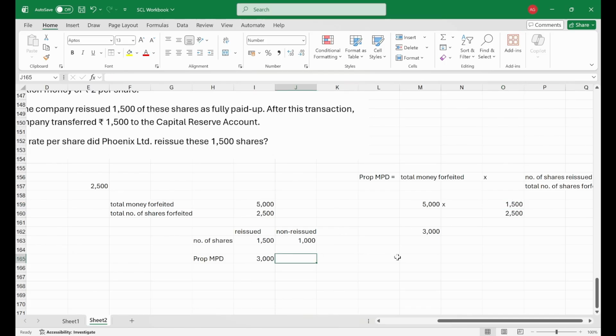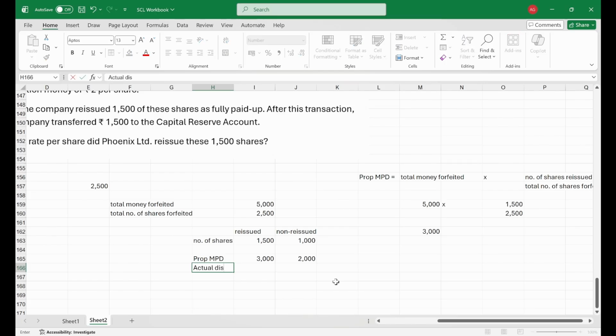Therefore, it is 3,000. The other amount of proportionate discount I am reserving for this 1,000 shares because I am not reissuing them now. I am reissuing them tomorrow or later. When I reissue at that time, I need some buffer amount to give as discount. So I cannot give this entire 5,000 for these 1,500 shares as discount. So 3,000 is the proportionate discount.